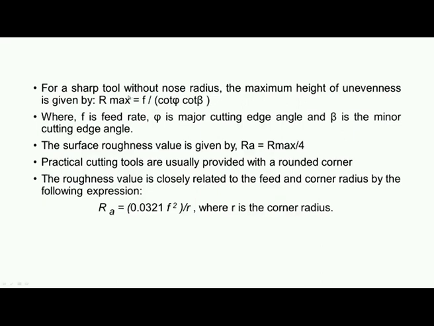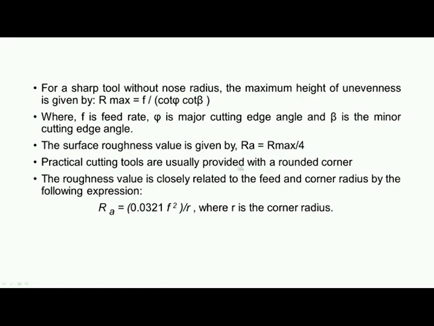For a sharp tool without any nose radius, the maximum height of unevenness is given by this expression: R max is equal to F divided by (cot phi plus cot beta), where phi and beta are the angles of the cutting tool, and F is the feed rate per revolution. And the surface roughness value is given by Ra is equal to R max divided by 4.